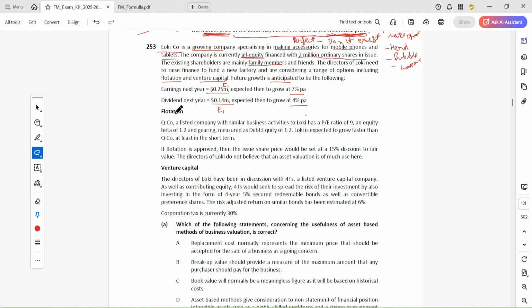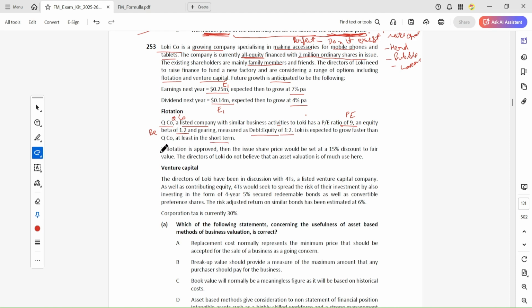For the flotation, Q company, a listed company with similar business activities to Loki, has a PE ratio. This is the PE ratio of Q company, and this is the equity beta of Q company, and the gearing measured as debt to equity. Loki is expected to grow faster than Q company, at least in the short term. This is not relevant here.